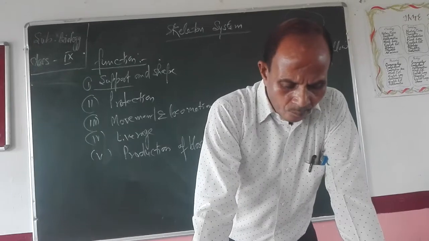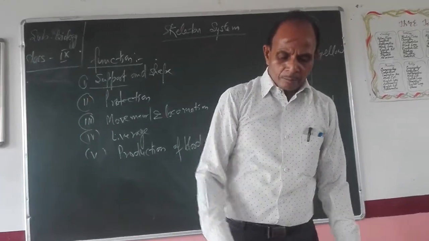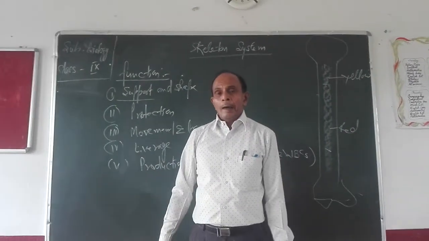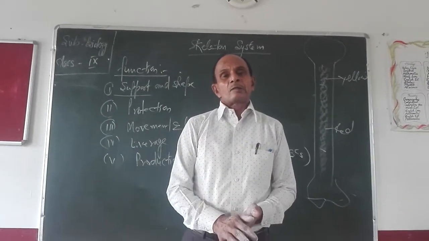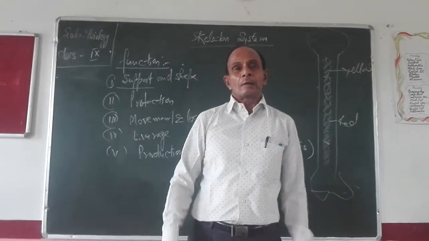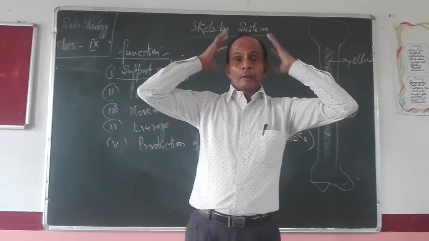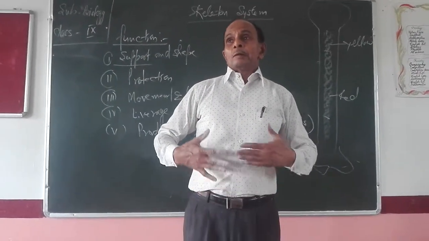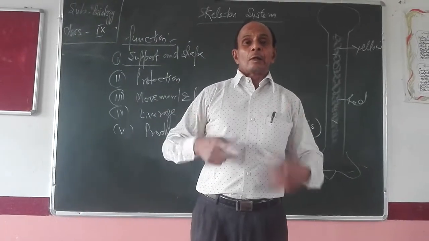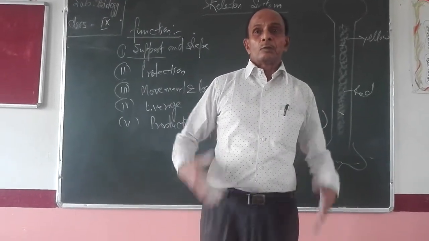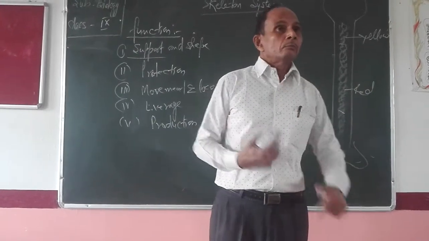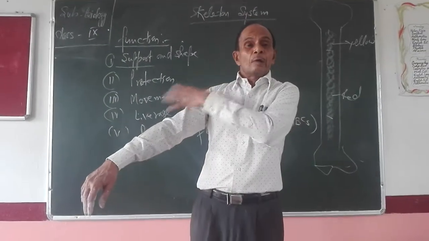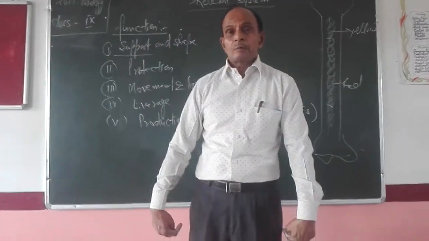Now, after that, our skeleton system can be divided into two categories: axial skeleton and appendicular skeleton. In axial skeleton, what are the components which are included? A skull and the thoracic case. These are the parts which are included in axial skeleton. In thoracic case, sternum as well as ribs will be included. And appendicular skeleton includes bones of forelimbs and bones of hind limbs.